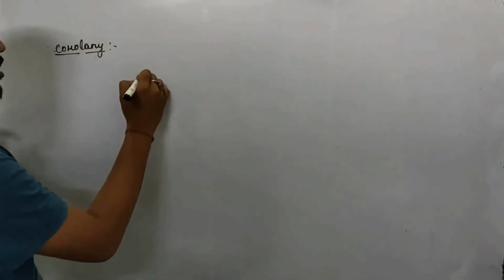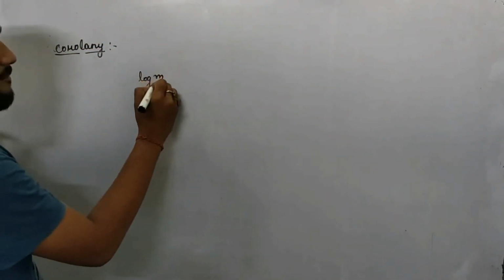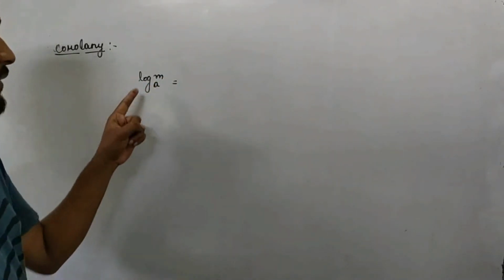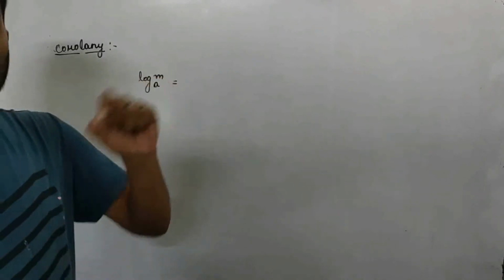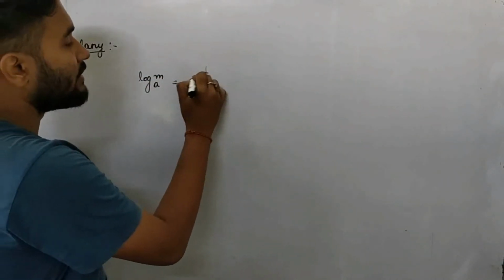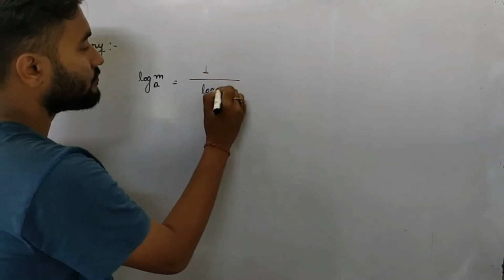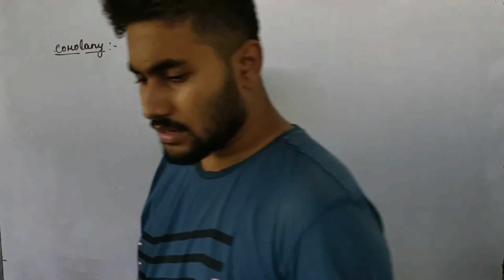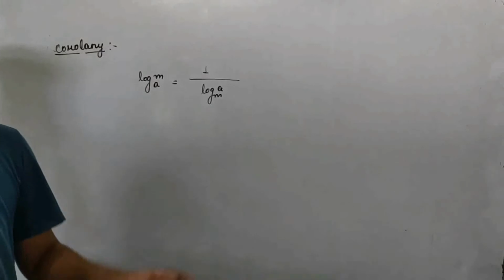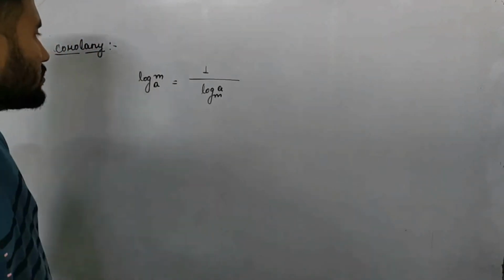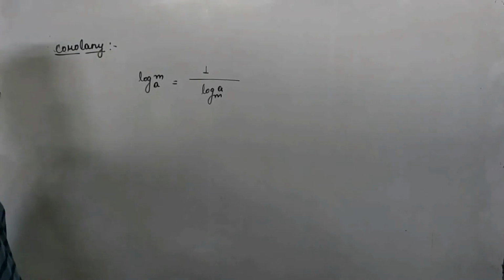Say log m base A. If you want to change this, now it is m base A, you need A base m. So what you will do? You will write 1 divided by log A base m. This is also very important. So that much is sufficient. By this we can start our exercise. Proof we will do tomorrow. Proof is important, it might come in the examination also.